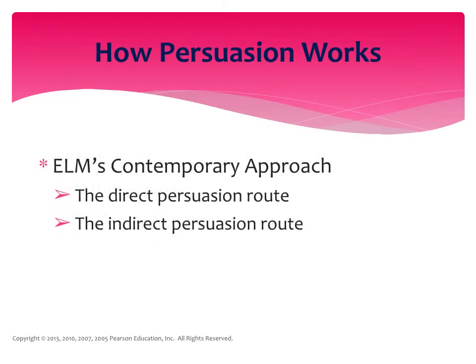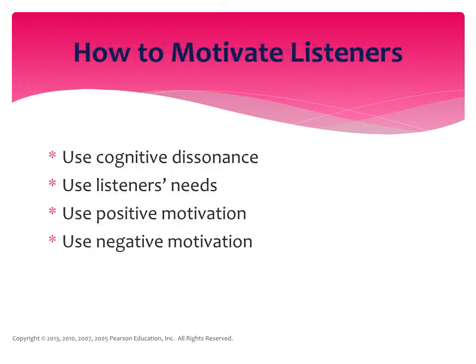So, how does persuasion work? ELM is the elaboration likelihood model. So, how likely are we going to be persuaded? There's a direct approach and an indirect approach that you should look at in your text.